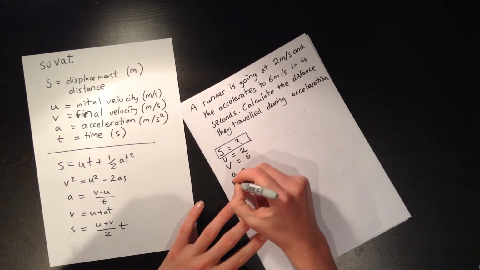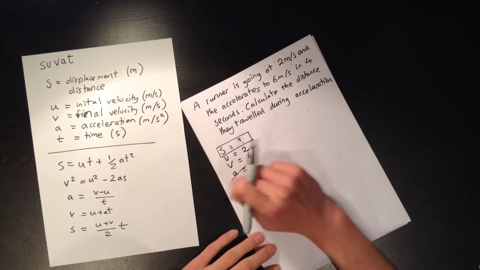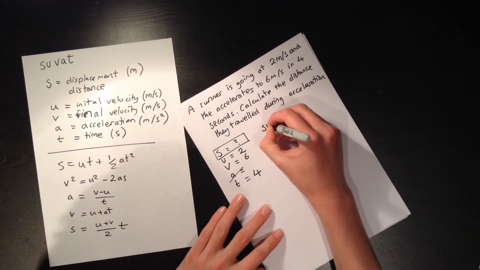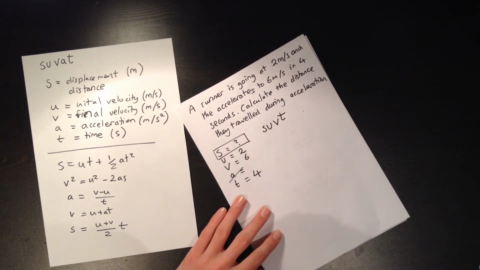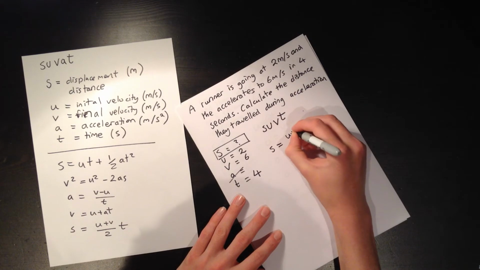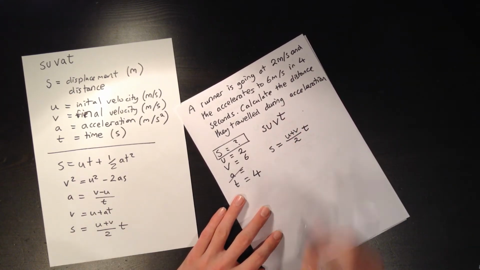Now for this example, we don't need to bother about their acceleration. Even though it says they accelerated, we don't need to know their acceleration for this question. So we need to find something that links s, u, v and t together. And I'm going to pick s equals (u plus v) over 2, times t.